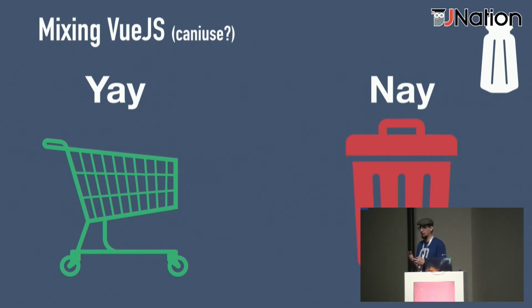But as I said, there are some differences between using Vue.js on the web or on NativeScript. So what can I use? What can I do with NativeScript and Vue.js? I will show you some examples, but I think from these examples you can get a feeling of what will work and what will not work.